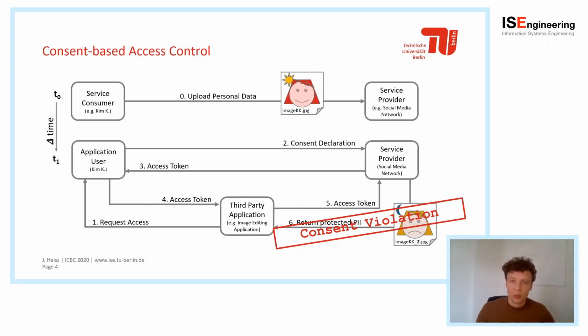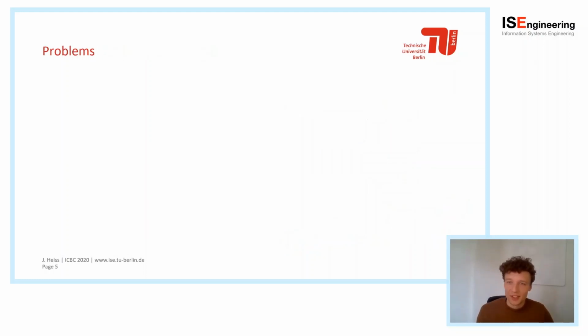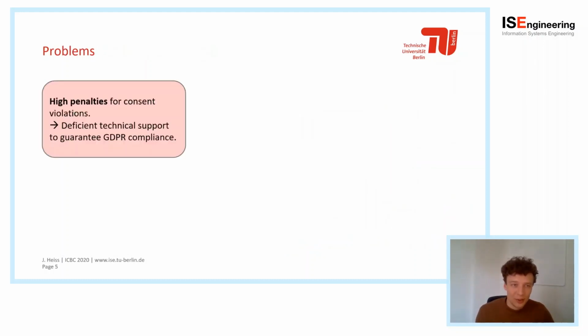Now let's understand what the problem is here with consent-based access control and consent violations. First of all, consent violations can inflict high penalties on the service providers. The GDPR defines penalties of up to 20 million euro or 4% of the annual revenue of the service provider. At the same time, service providers have only deficient technical support to guarantee GDPR compliance, and especially no technical support for detecting consent violations.